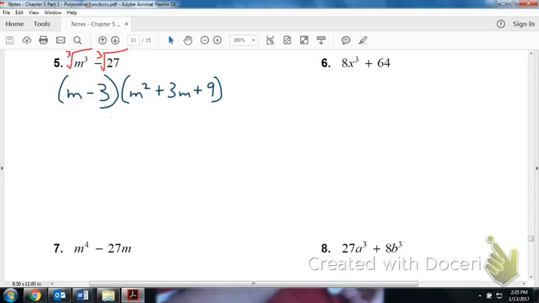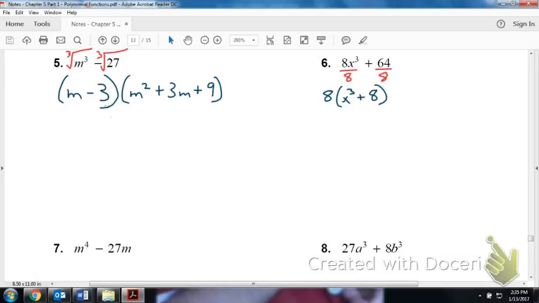Number 6, exact same thing. If you want to give it a shot, go for it. But here we go. We could divide an 8 out of both of those. In fact, I'm going to go ahead and do that. All right, divide an 8 out of both of those. So we're going to put an 8 out front. So we have x cubed plus 64 divided by 8 is 8. And we still have a difference of cubes.